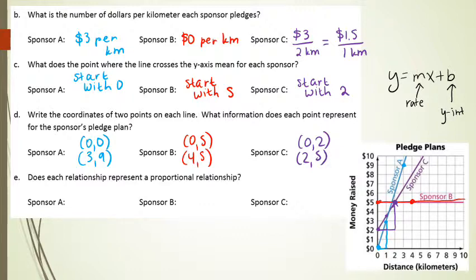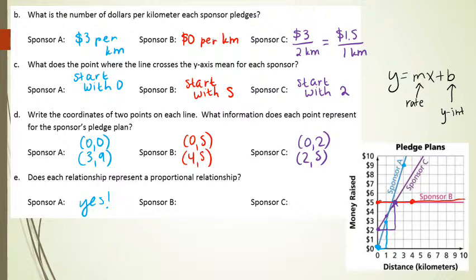So again, as long as the points that you pick are on the line, you're on track. So does each relationship represent a proportional relationship? Well, I'm hoping that you're starting to recognize that if it's starting at 0, 0, it is proportional, and it must also be a straight line with a constant rate. So looking at sponsor A, it starts at 0, 0, and it has a constant rate of $3 per kilometer. So yes, it's a proportional relationship.